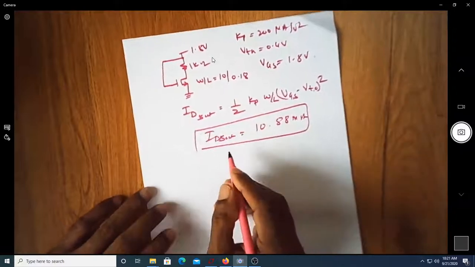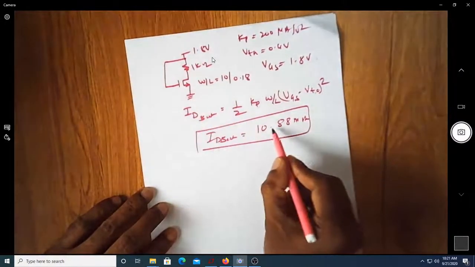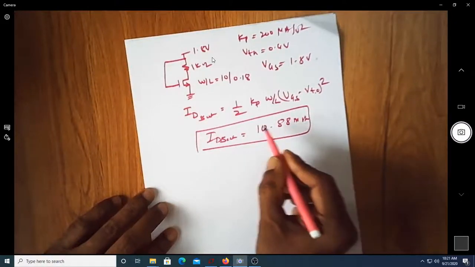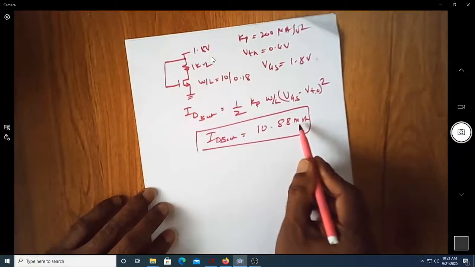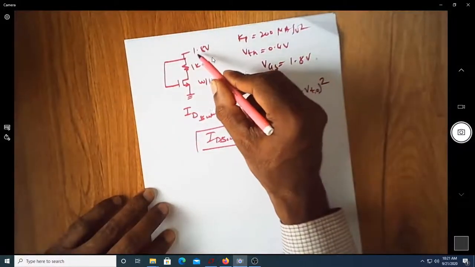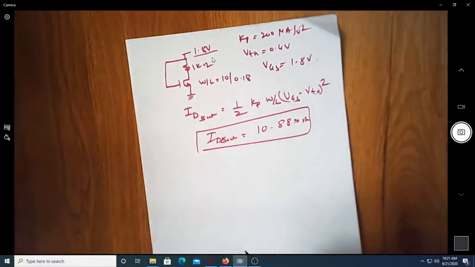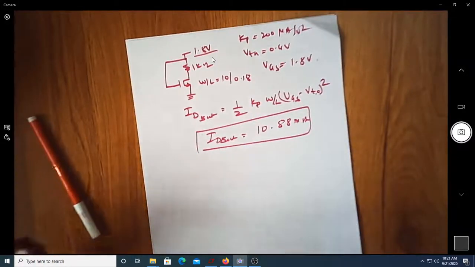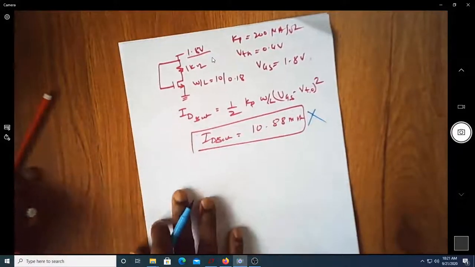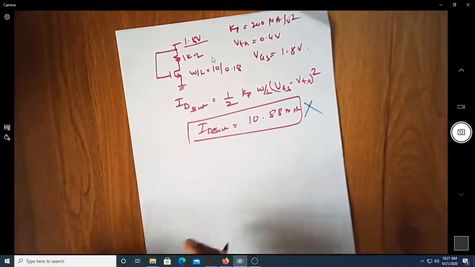This is the answer. Looking at this answer and this circuit diagram, if 10.88 milliampere tries to flow here, the voltage drop would be 10.88 volts, which is not possible because your supply voltage is restricted to 1.8. So this is not a valid answer, meaning the MOSFET is not operating in the saturation region at all. So we may have to find the current when the MOSFET is in linear region.